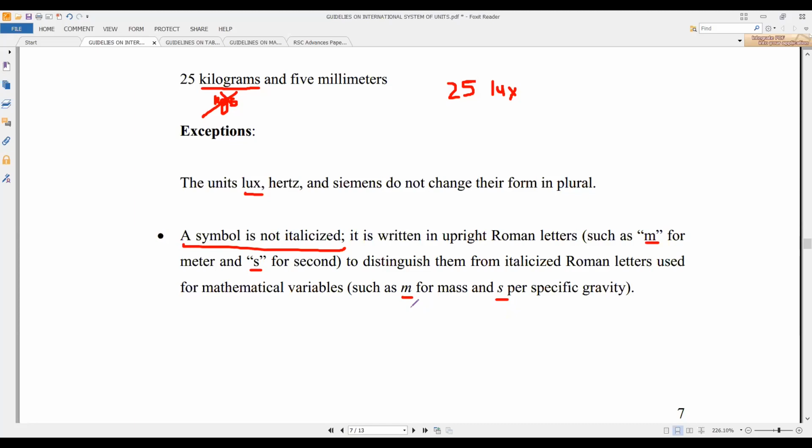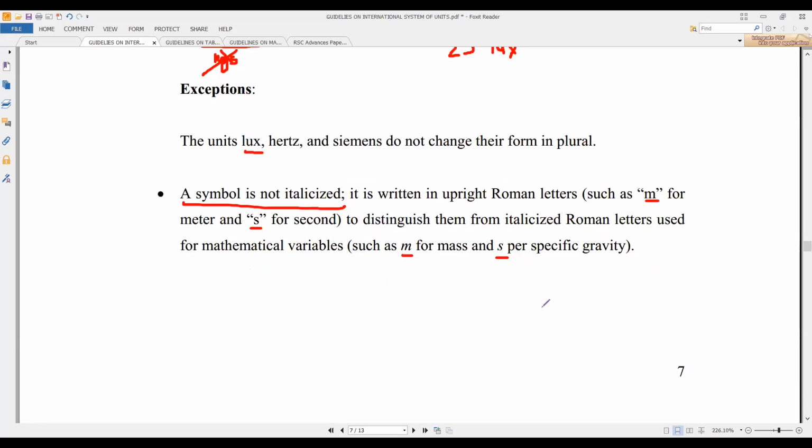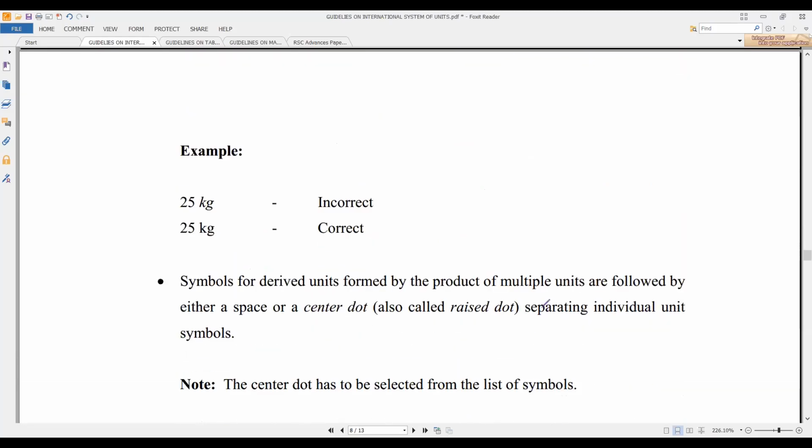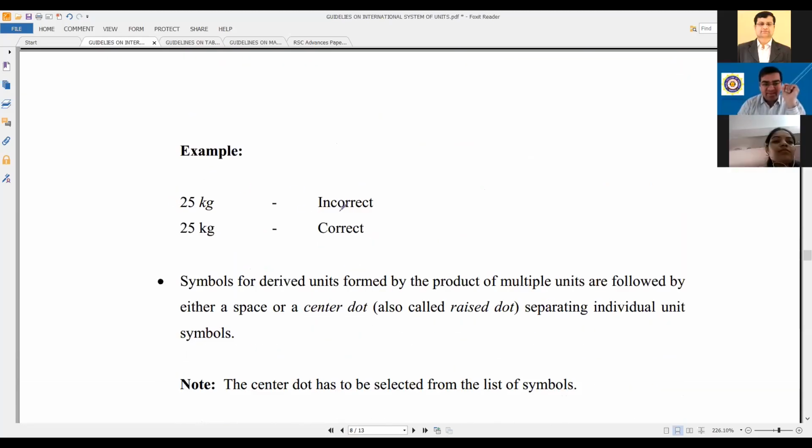If you are using m for mass and m for meter in the paper, the unit should not be italicized. The physical quantity should be italicized, right? So m for mass and s for specific gravity should be in italics. Next. So that's why 25 kg is incorrect, 25 kg is correct in this sense.